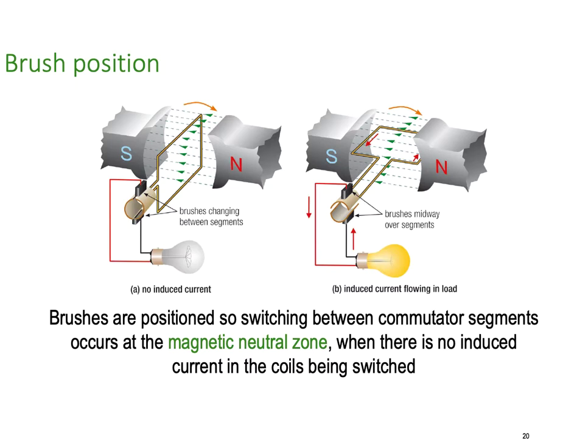So again, we're talking about brush position. Brushes are positioned so they're switching between the commutator segments, and we want the switching to occur at a neutral zone. Again, it reduces that sparking. Then there's no current flowing when the coils actually do their switching. So if you can position your brushes so they are at magnetic neutral zones, you won't get that sparking effect.